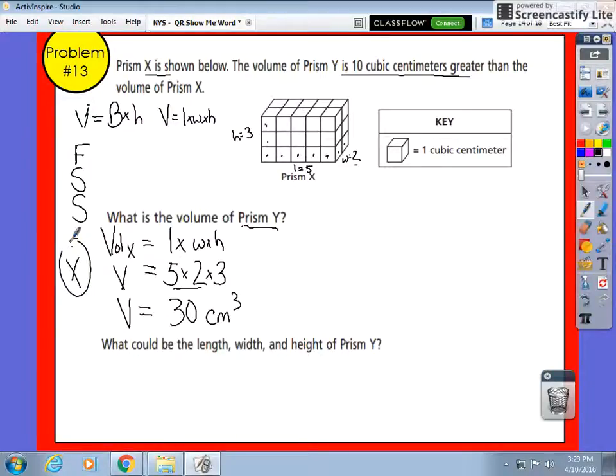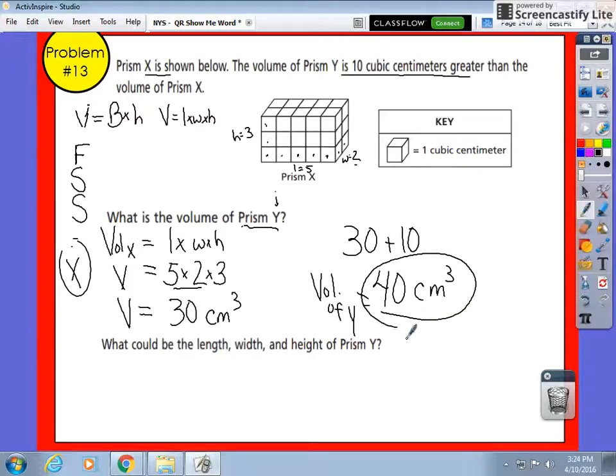But I don't want the volume of X, I want the volume of Y. And I know that prism Y is 10 cubic centimeters greater than the volume of prism X. So I'm going to take my volume for X, and I am going to add those 10 cubic centimeters. And I'm going to find out that the volume of Y equals 40 cubic centimeters. Now, it's always important when you have these multi-step problems to make sure that your answer is clear, and the best way to do that is circle your final answer.